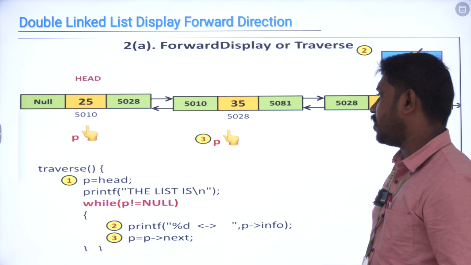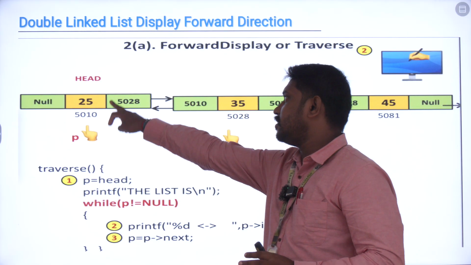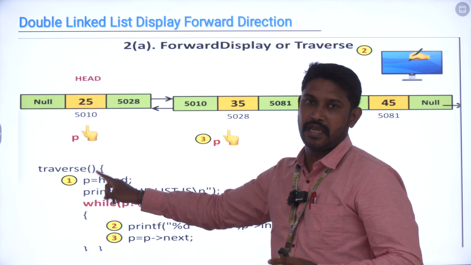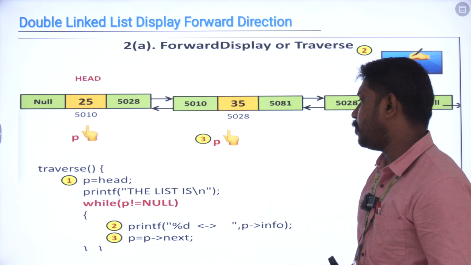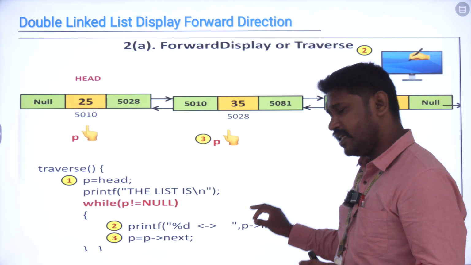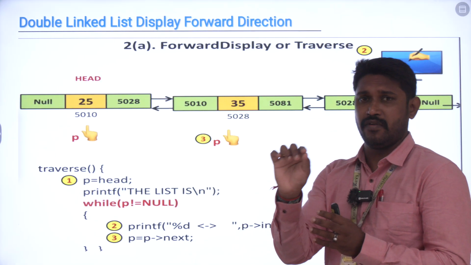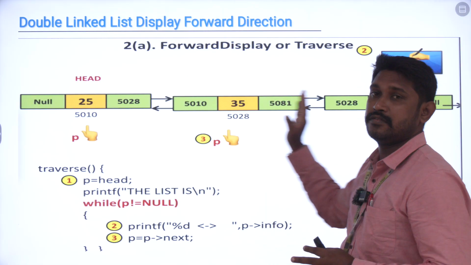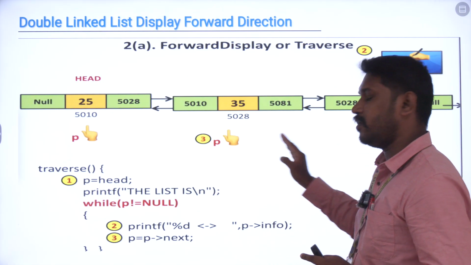Okay, so here what we are going to do: this head node I am going to consider as a P node, that is, head is equal to P, I am going to set. Then I am going to print the output as "the list is 25, 35, 45". So I'm going to print in the forward direction. How is it going to happen?